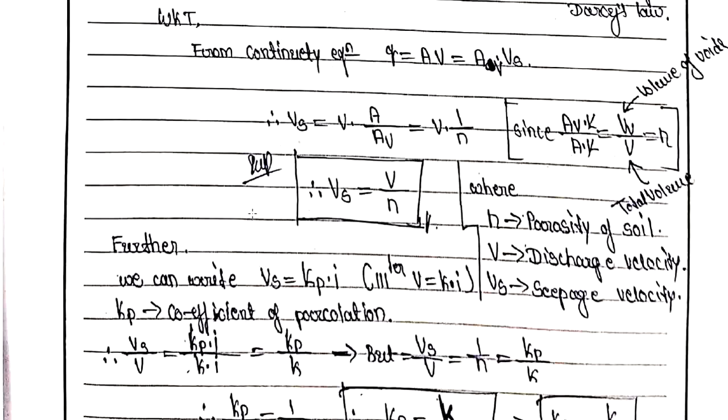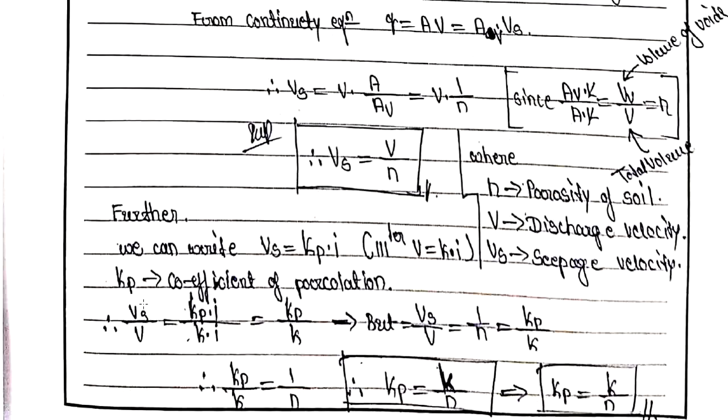V is equal to regular K into I. What is Vs? Vs is equal to Kp into I. Now you can see, if I do Vs divided by V, means seepage velocity divided by regular velocity, I can write it as Kp into I divided by K into I. So again I and I are going to get cancelled, which is equal to Kp divided by K.